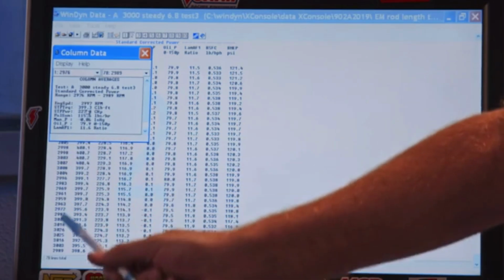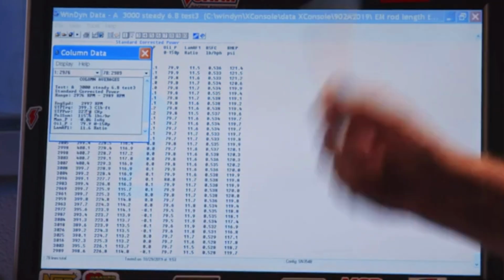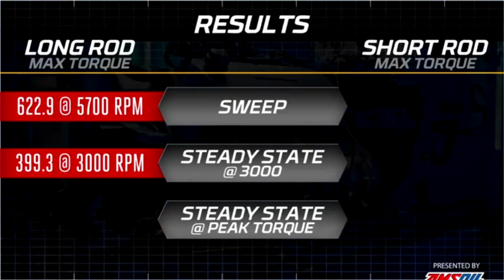What we did there is the 3,000 RPM, it collected a whole bunch of data points, and we're gonna average them all, and the answer is 399.3 pound-feet of torque. Surprisingly low for what this thing is, but that's because it's way out of its range.